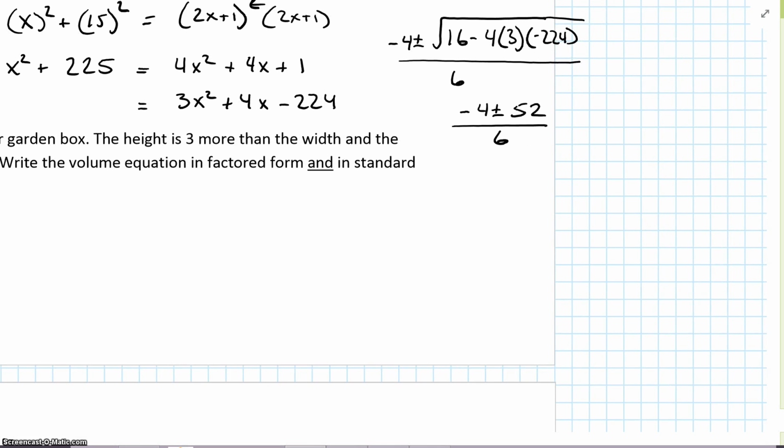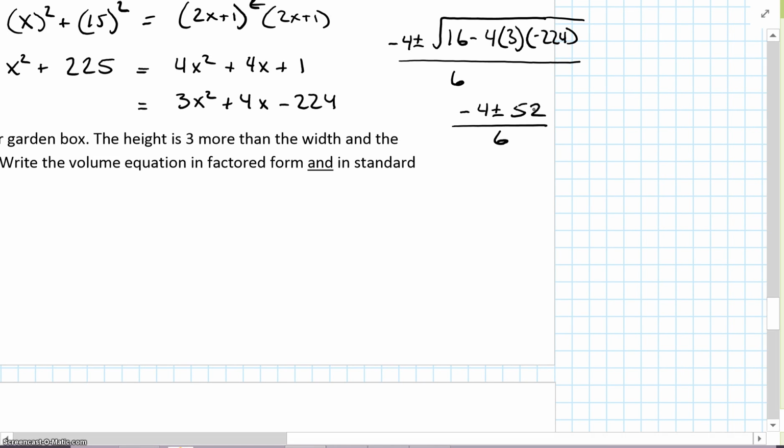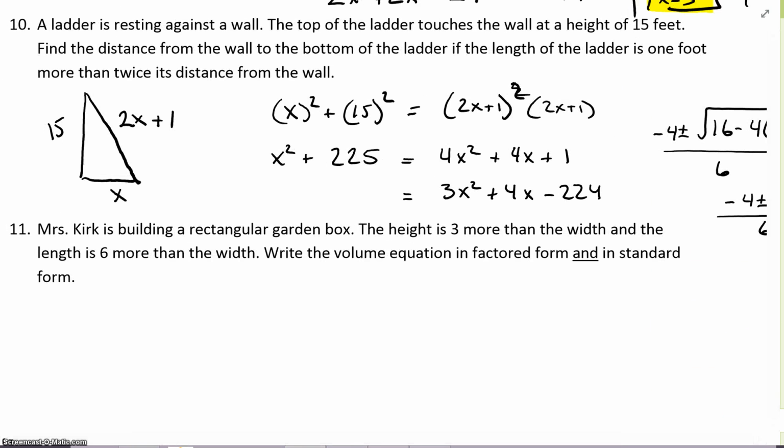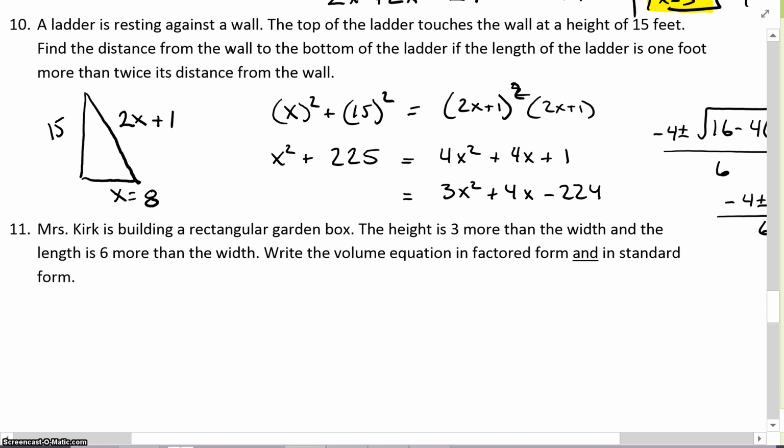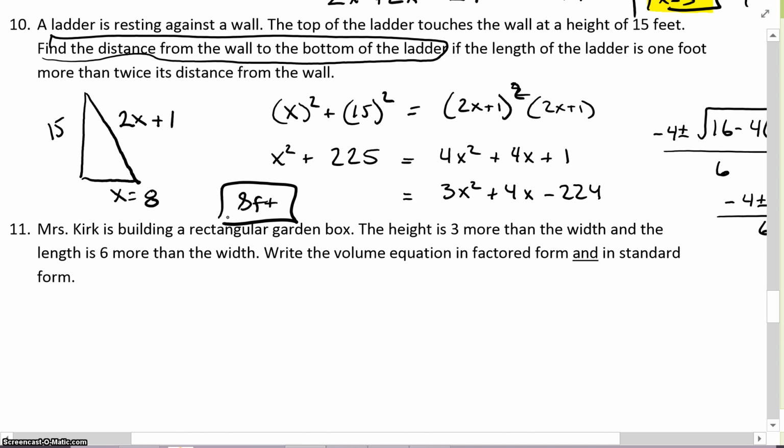Okay, well, we can rule out the negative one because it won't be a negative number. So negative 4 plus 52 is 48. So 48 divided by 6 is 8. So my distance from the wall is 8. Is that what it asked for? Find the distance from the wall to the bottom of the ladder. So x equaled 8, so the answer is 8 feet. It didn't ask for the hypotenuse, but it would have been 17 feet.